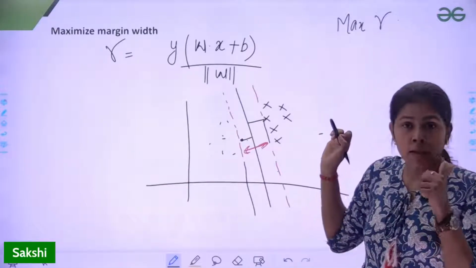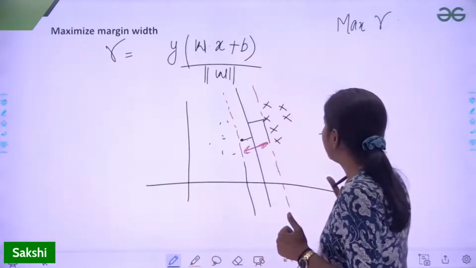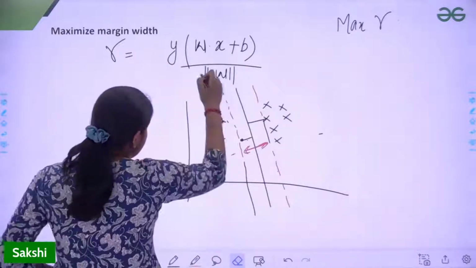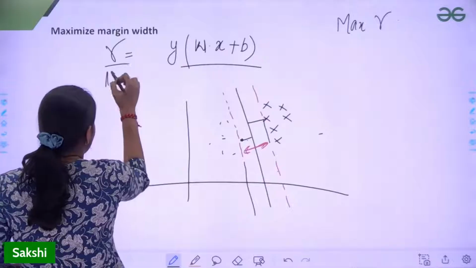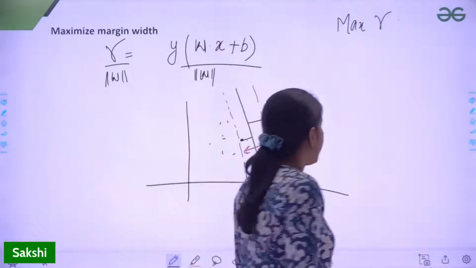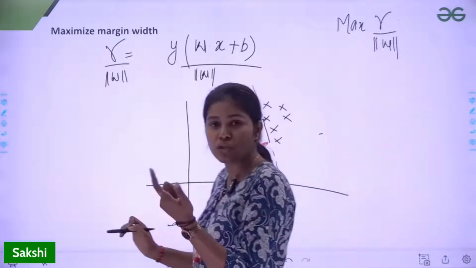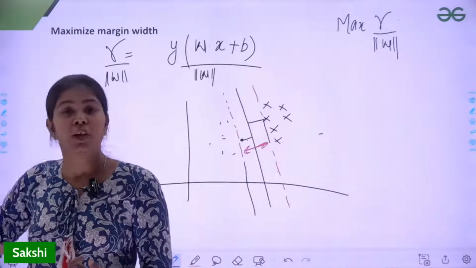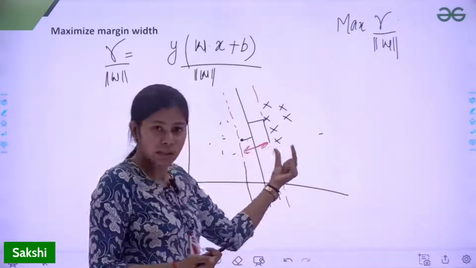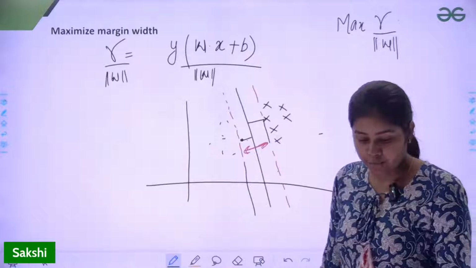What would be the condition? Previously we have taken this gamma, so let's take this as gamma upon norm of W, right? I am taking gamma upon norm of W because we have used this notation gamma for the functional margin. So I have to maximize gamma upon norm of W. And what is gamma? Gamma is this distance, right? I have to maximize this. Under what condition do I have to maximize it?